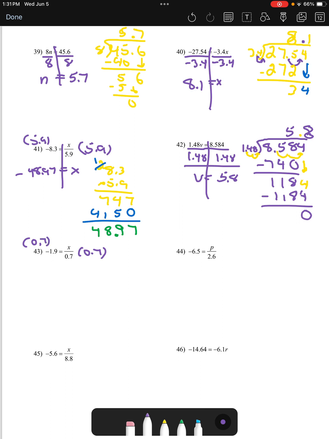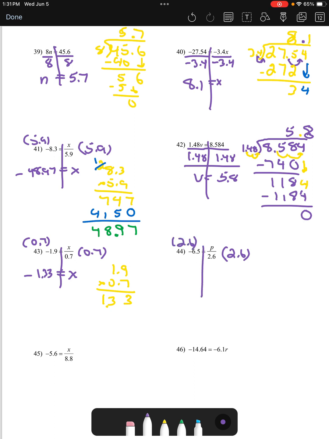On 43, we are multiplying both sides of this equation by 0.7 to make it happen, which means we're going to get x is equal to negative, positive times a negative, so we know it's negative. And let's take a look here. 1.9 times 0.7. 7 times 9 is 63, carry a 6. 7 times 1 is 7, with the 6 is 13. 2 decimal places. Negative 1.33.